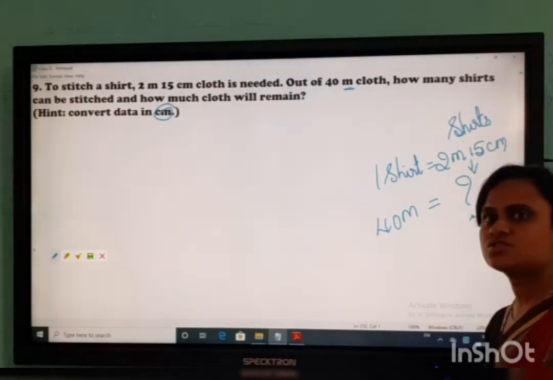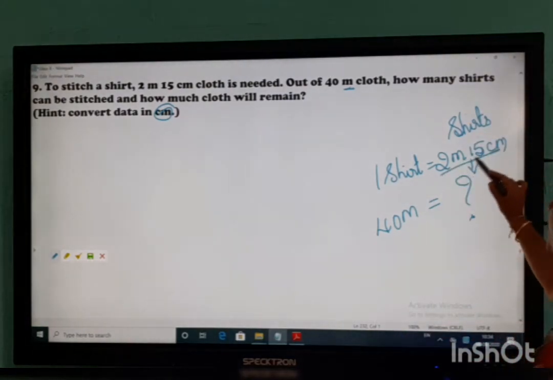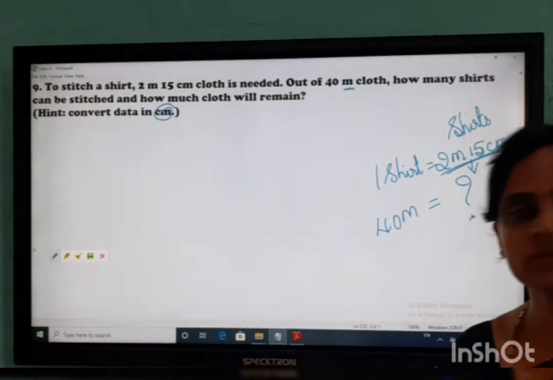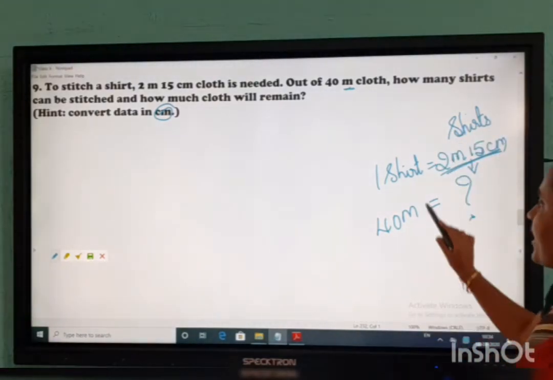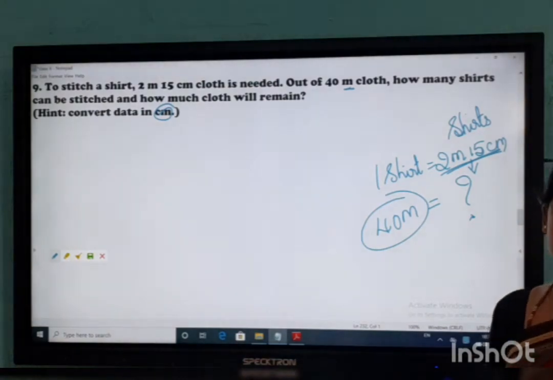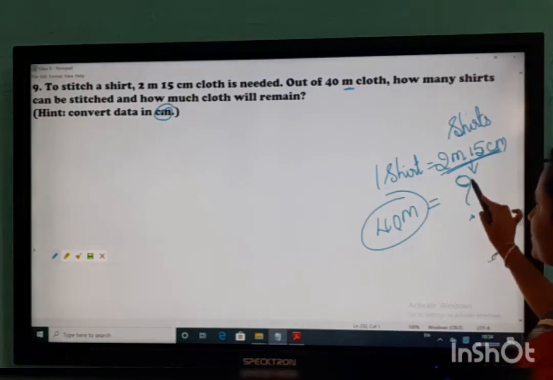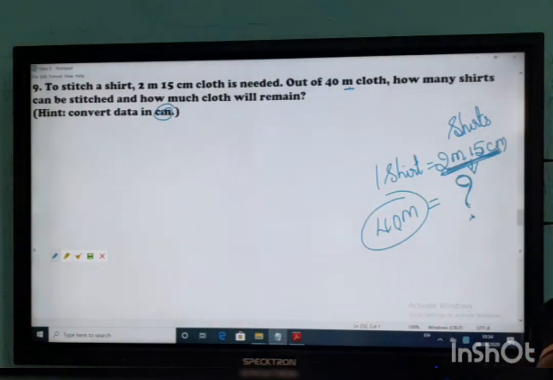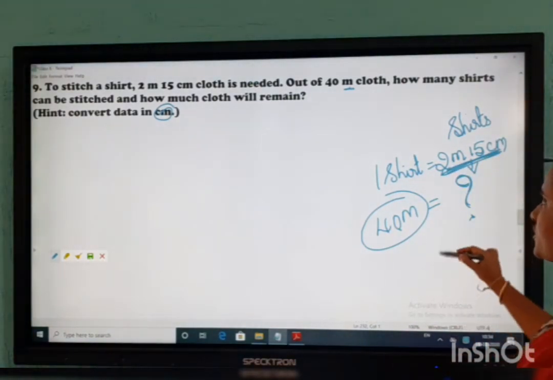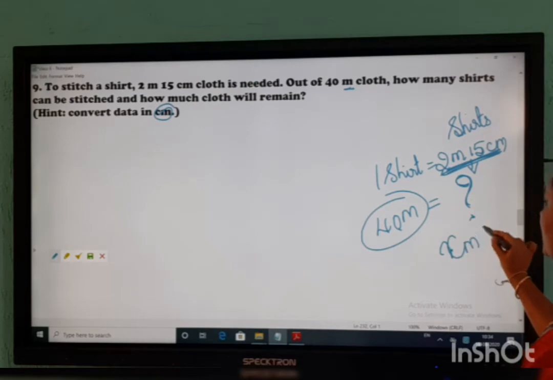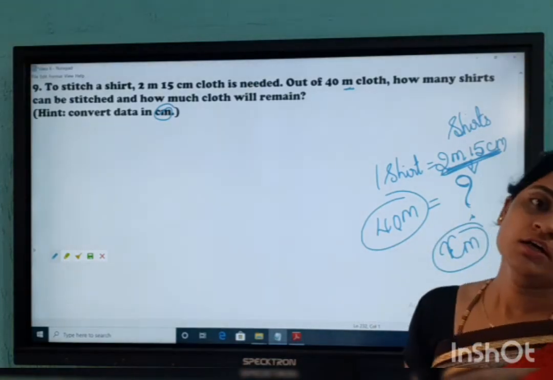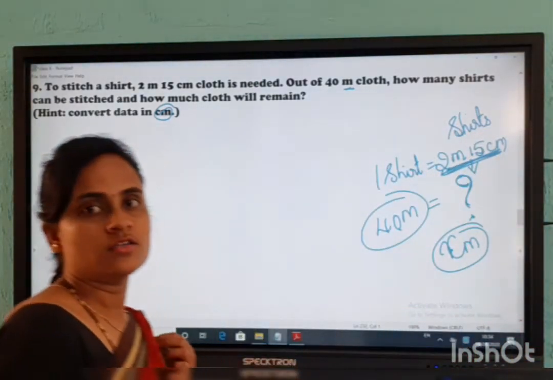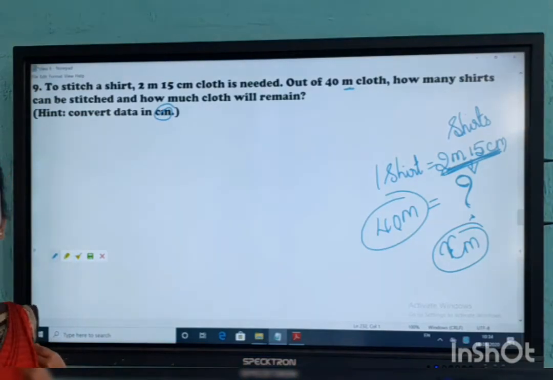Okay, children, did you all understand the question? So for one shirt, 2 meter 15 centimeter cloth is required. So we are having 40 meter of cloth. In this 40 meter cloth, how many shirts can we stitch with this measurement? And you have to keep the data in what, children? In centimeter, not in meter. Did you all understand the question, children? So, can we write the statement?